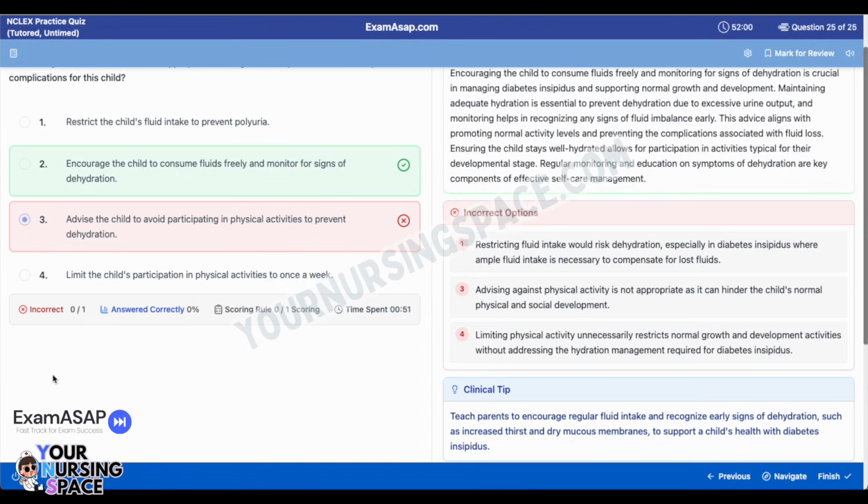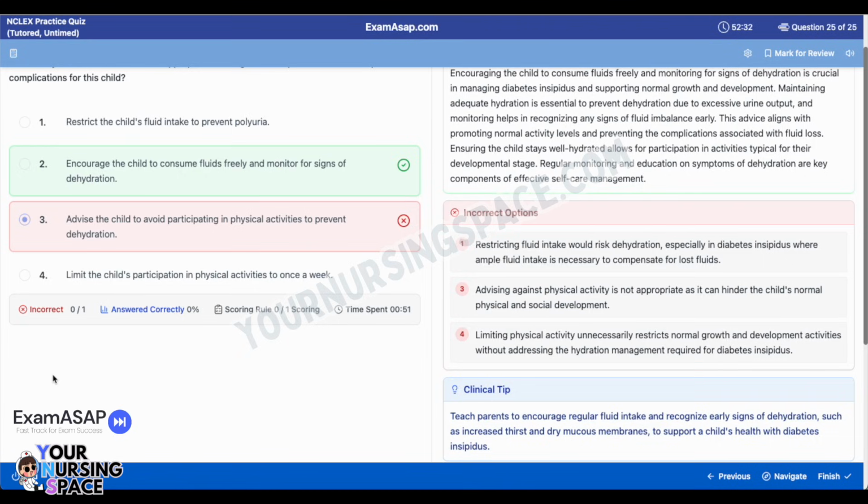Maintaining adequate hydration is essential to prevent dehydration due to excessive urine output, and monitoring helps in recognizing any signs of fluid imbalance early. This advice aligns with promoting normal activity levels and preventing the complications associated with fluid loss. Ensuring the child stays well hydrated allows for participation in activities typical for their developmental stage. Regular monitoring and education on symptoms of dehydration are key components of effective self-care management.